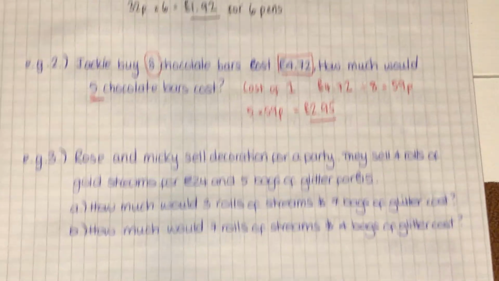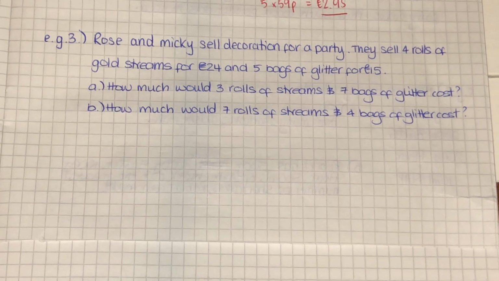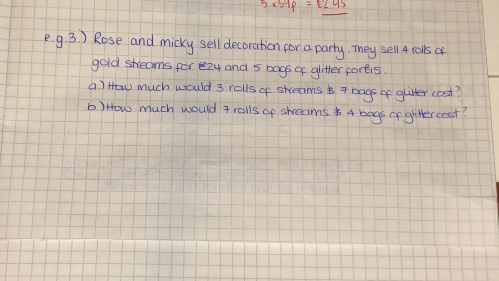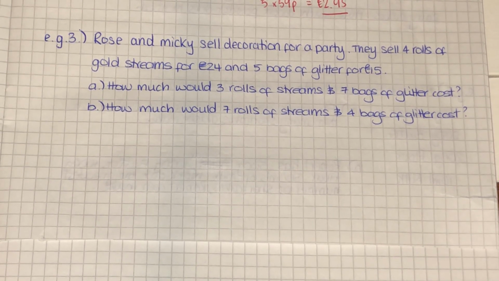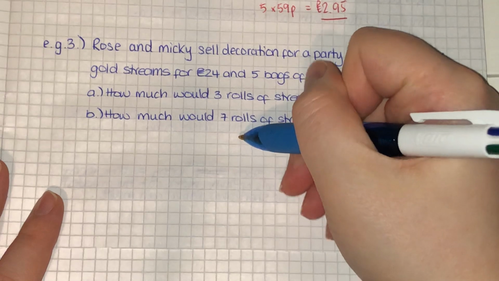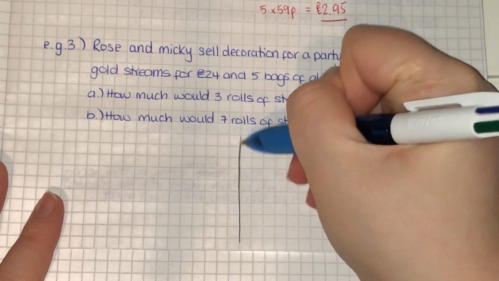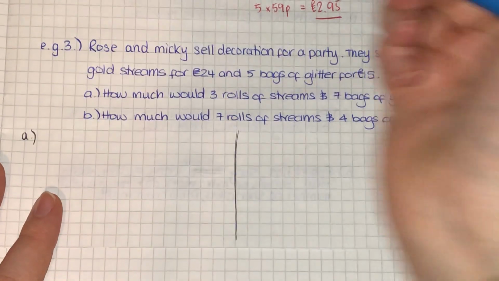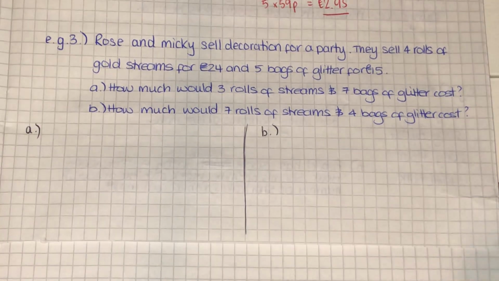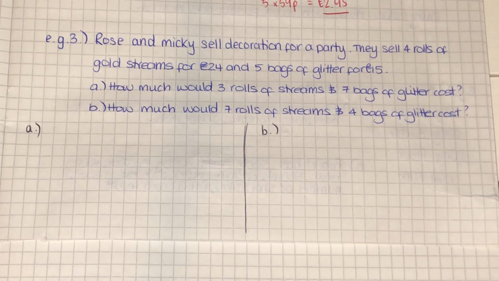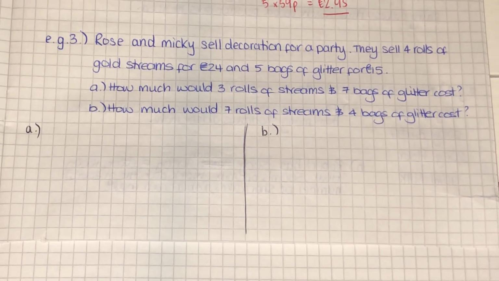So by wordy I mean like example 3. Okay, so Rose and Mickey are selling decorations for parties. They sell 4 rolls of gold streamers for £24 and 5 bags of glitter for £15, and we need to work out the cost. We've got 2 separate questions. I'm just going to split it down the middle just for A and B. Now before we can even do these, what I'm going to do is find the cost of 1, just so that when I do part A and B, that's really quick and easy.